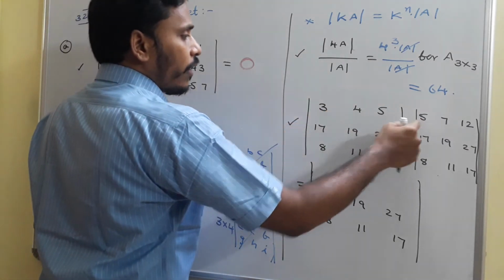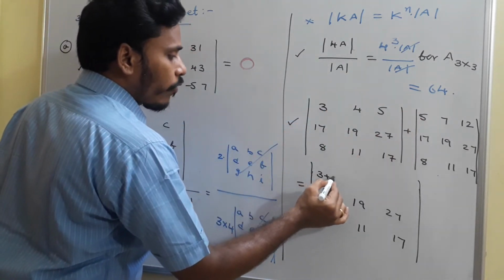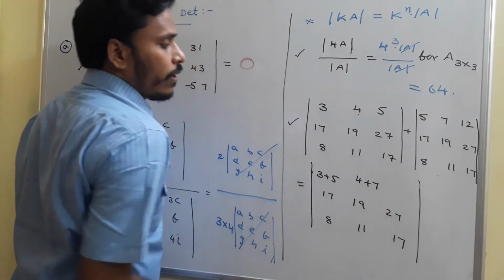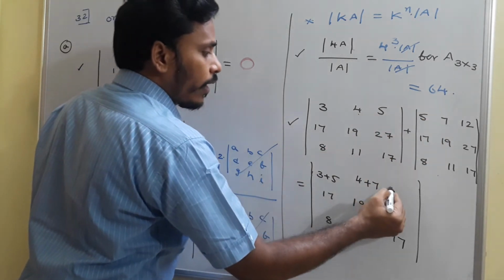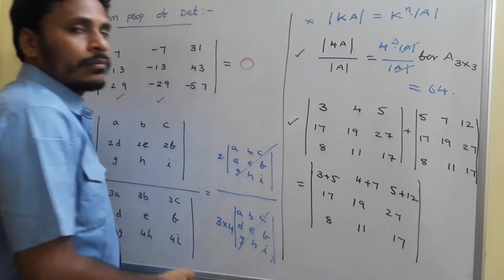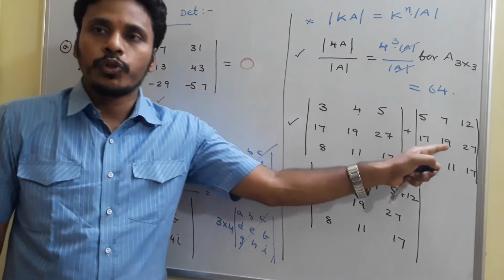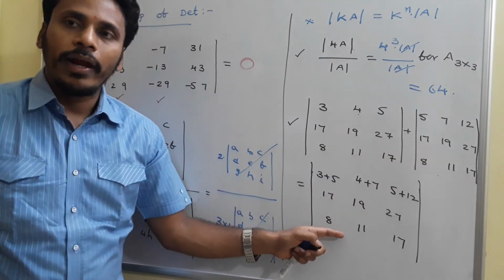Here it is 3 and there it is 5. 3 plus 5 and then 4, there it is 7. So 4 plus 7. After that here it is 5 and then that is 12. Now, this determinant value is equal to the sum of those two determinants. Now it is enough to find its value.